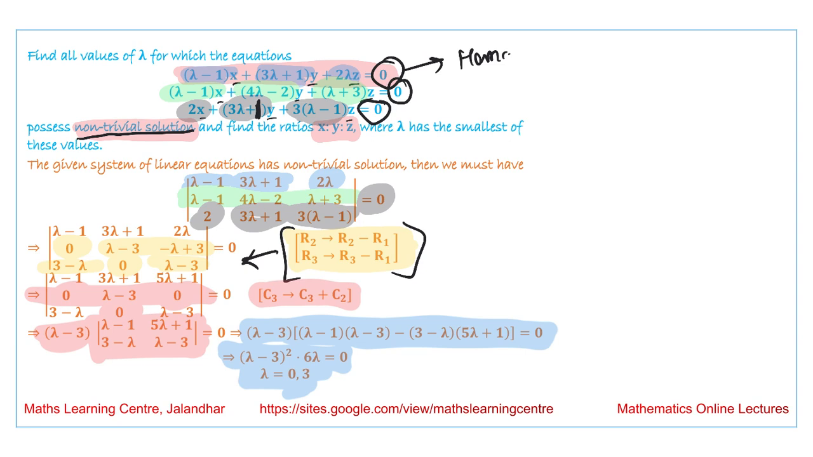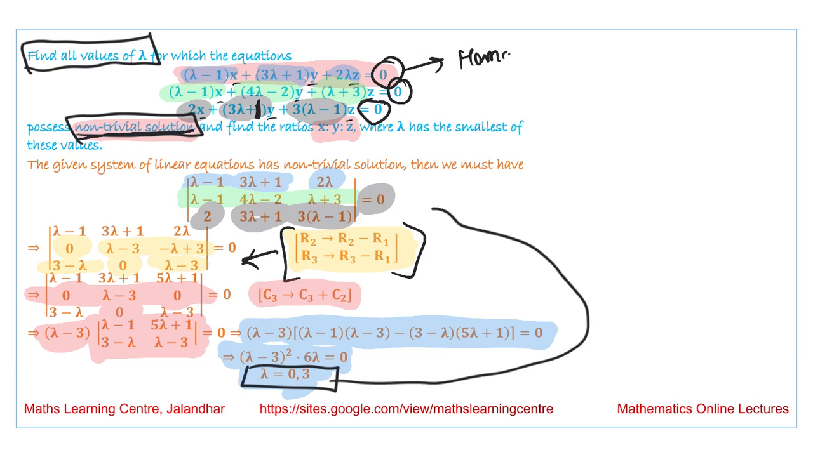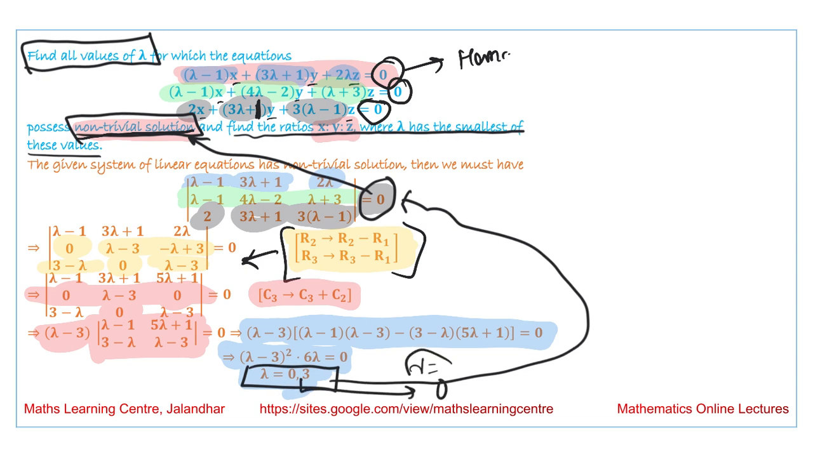First thing that we have to calculate in this question is to find all values of lambda for which this system possesses a non-trivial solution. So we are saying for lambda equal to 0 and 3, this determinant will be equal to 0. It means this system will have a non-trivial solution. Next thing we have to do is find the ratios of x, y, z where lambda is the smallest of all these values. So the smallest of all these values is lambda equal to 0.